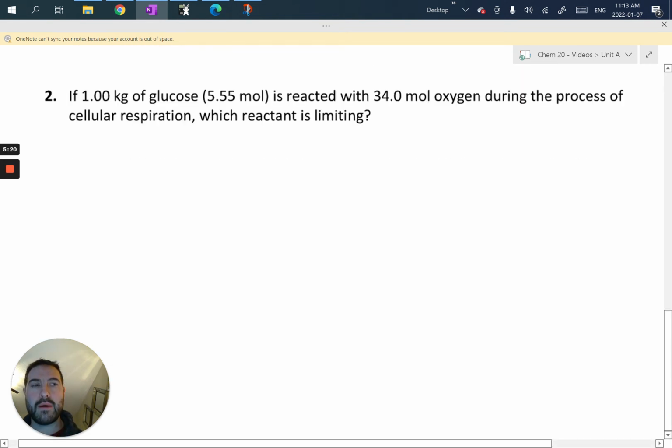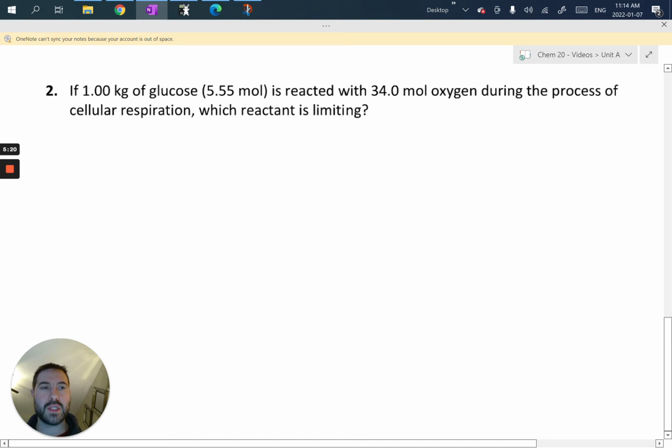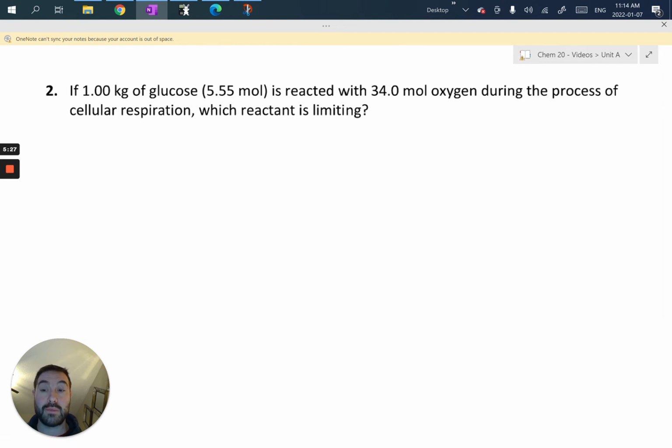This is number 2 from the problems in my Chem 20s workbook. And so let's do this. So we need a balanced chemical equation here, but let's look at the problem. If 1 kilogram of glucose, and we're told here that's equal to 5.55 moles, is reacted with 34 moles of oxygen during the process of cellular respiration, which reactant is limiting?